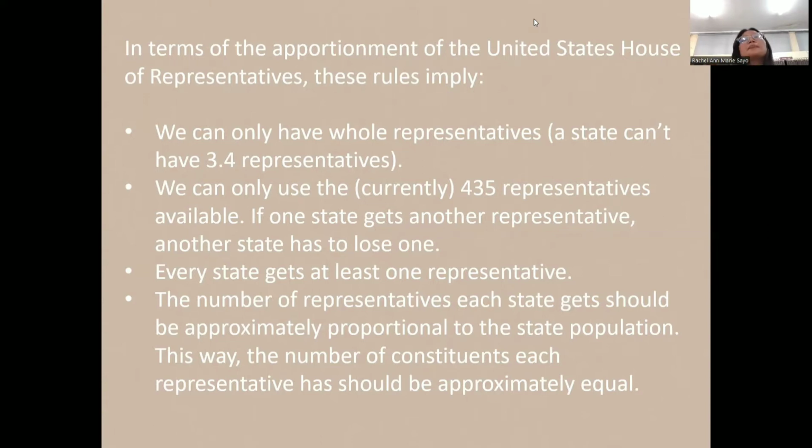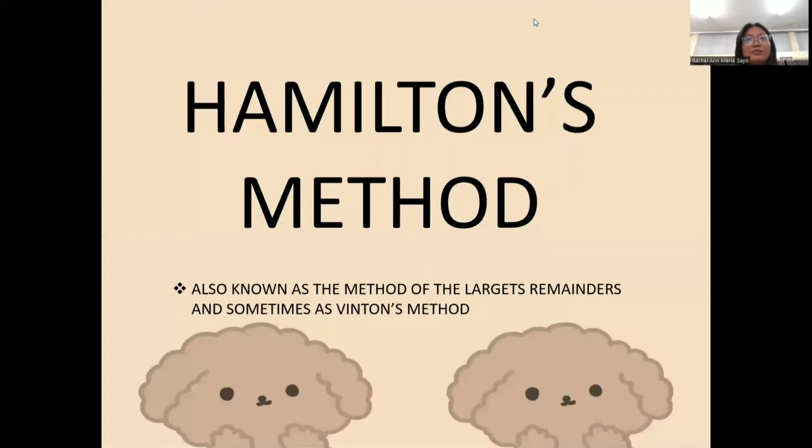So let us proceed. In apportionment, there are different methods, different ways of solving the data that is being given. First, we have Hamilton's method, one of the ways to solve apportionment, also known as the method of the largest remainders, and sometimes as Vinton's method. So a brief discussion about Hamilton's method.